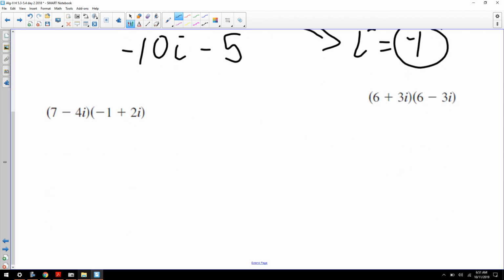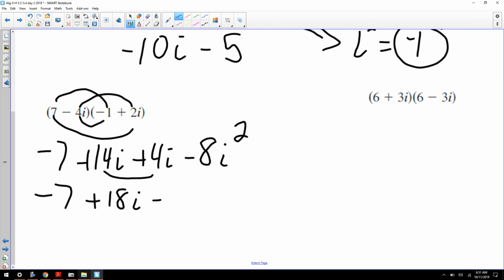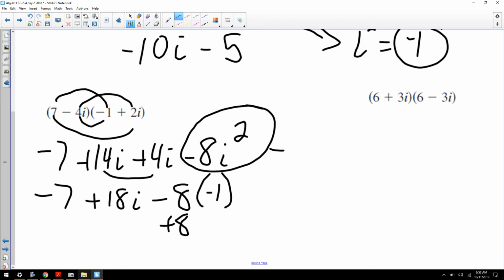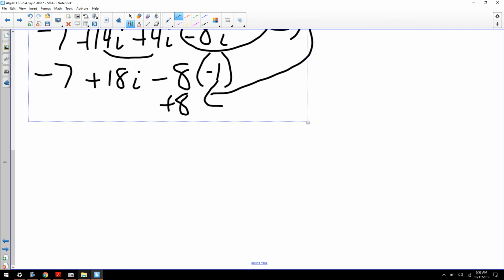Doesn't change anything when you FOIL. Good old Billy binomial. Negative 7 plus 14i plus 4i minus 8i squared. So you have negative 7. Combine those two, you have 18i. This becomes minus 8 times negative 1, so it becomes plus 8. This is very, very common. Whenever you have a minus 8 or minus any value with an i squared, it always becomes a plus. So combine our like terms. We get 1 plus 18i. That's really about all we're doing here.